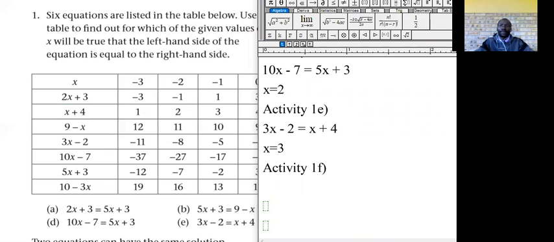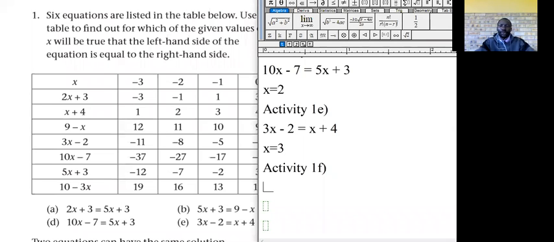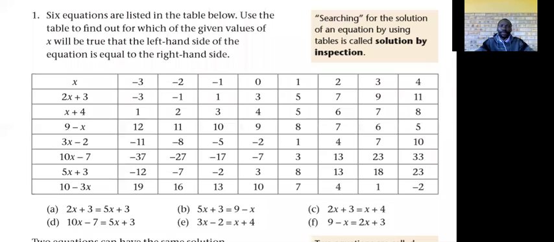Activity 1 part F here. So we want to find the value of x by inspection. So what's going to be the value of x? Well, we have 9 minus x. Let's first deal with that. Where is 9 minus x? 9 minus x is right here, and the other expression is 2x plus 3. So there we go. This is 2x plus 3.